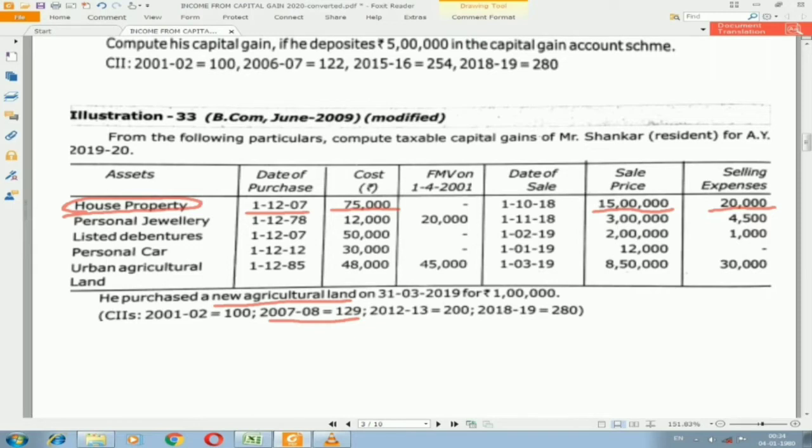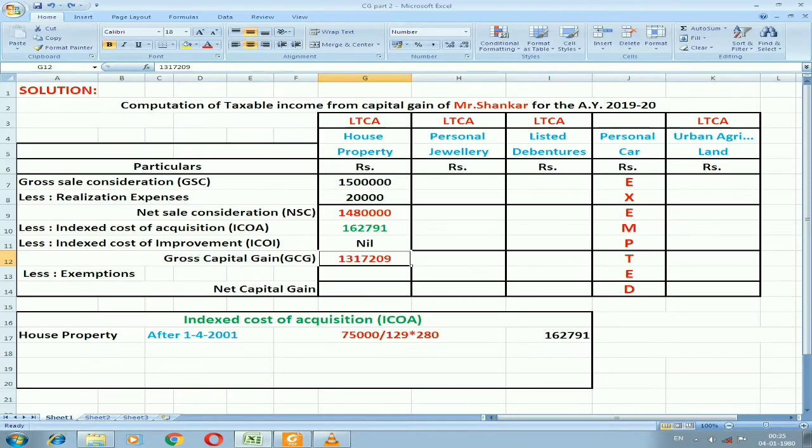So we have a sale of house property, and we have a purchase of agricultural land. We don't think it will come under the exemptions because 54 is related to house property, and 54B is related to agricultural land. Other than that, we don't have any purchase or sales related to these kinds of exemptions. That is the reason for the first asset the exemptions will be nil. Then we'll get a total net capital gain of the same amount, 13,17,209.